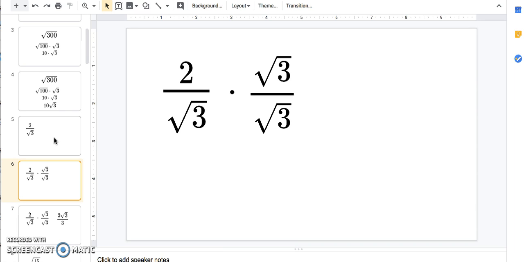Multiplying across, we have 2 times radical 3, which is 2 radical 3. Radical 3 times radical 3 is just 3. Any radical times itself is just the number on the inside. So my answer is just going to be 2 radical 3 over 3 for number 5.